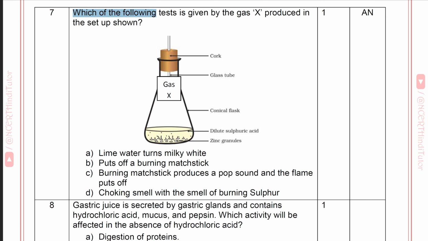Question 7. Which of the following tests is given by the gas X produced in the setup shown? Gas X, cork, glass tube, conical flask, dilute sulfuric acid, zinc granules. Answer C. Burning matchstick produces a pop sound and the flame puts off.